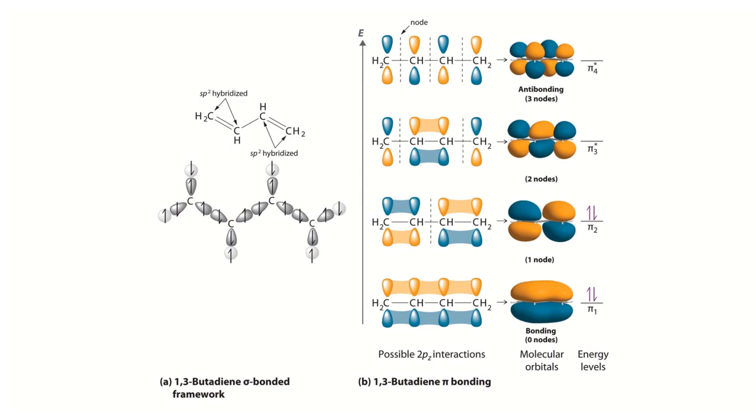Here is our butadiene. It's very pretty. You can see that we have 4 p orbitals combined together to give you 4 molecular orbitals: Psi1, Psi2, Psi3, and Psi4. Psi1 and Psi2 are bonding molecular orbitals, and Psi3 star and Psi4 star are anti-bonding molecular orbitals.